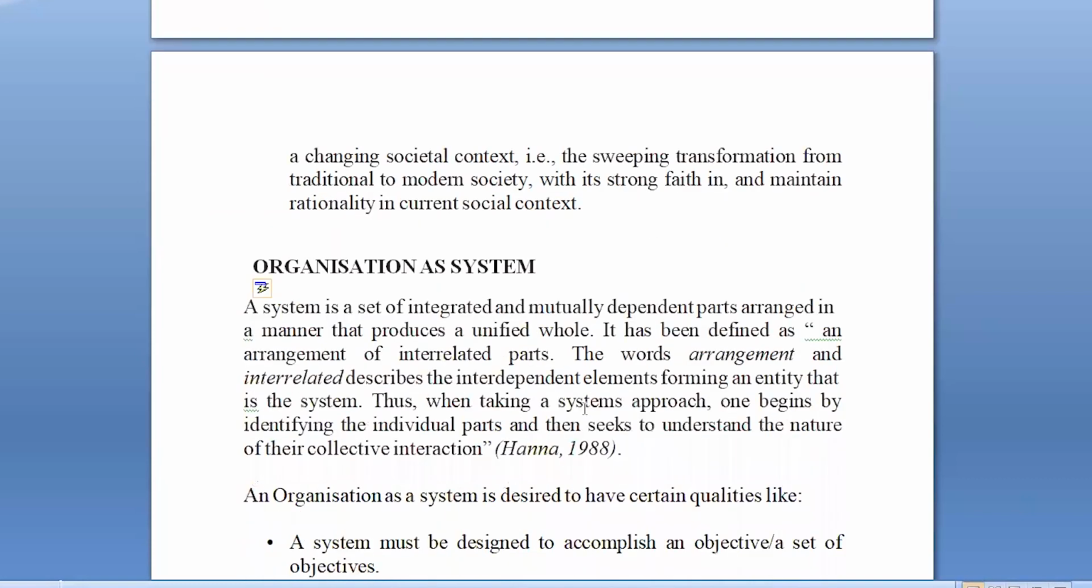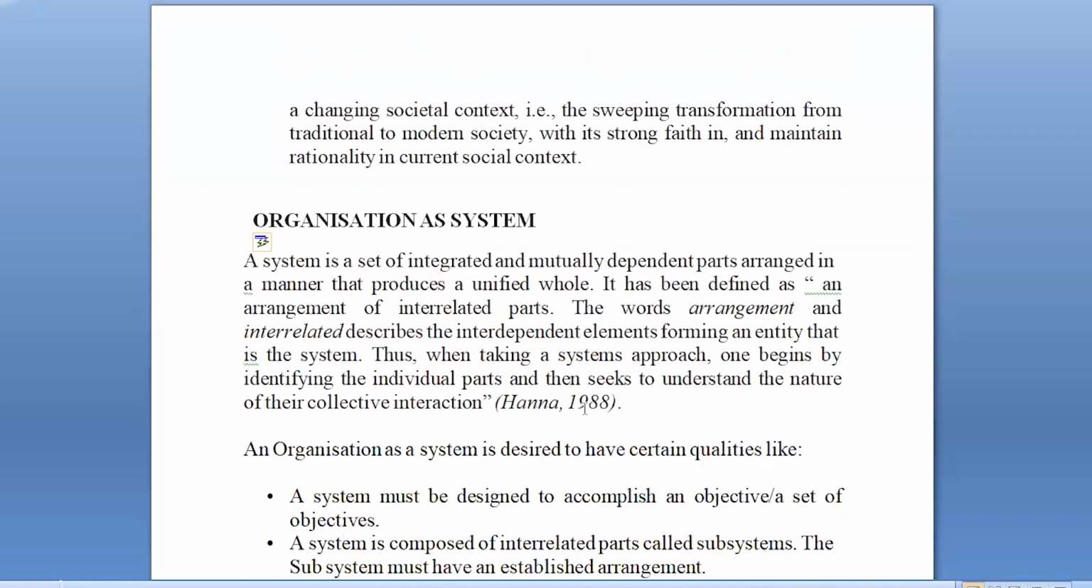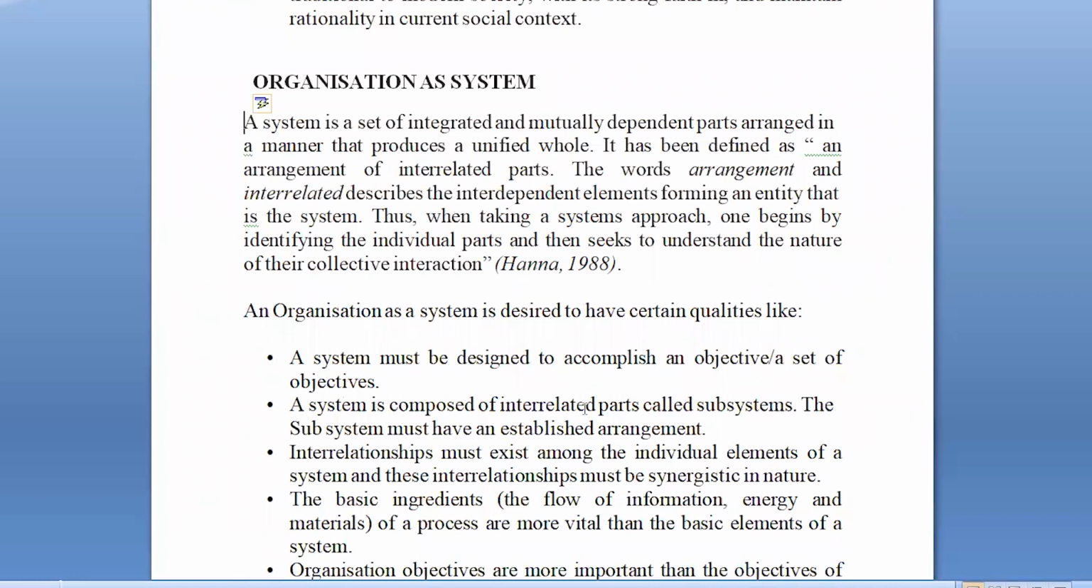Now, to define it as a system, organization as a system is a set of integrated and mutually dependent parts arranged in a manner that produces a unified whole. It has been defined as an arrangement of interrelated parts. The words arrangement and interrelated describe the interdependent elements forming an entity, that is, the system. Thus, when taking a systems approach, one begins by identifying the individual parts and then seeks to understand the nature of their collective interaction.